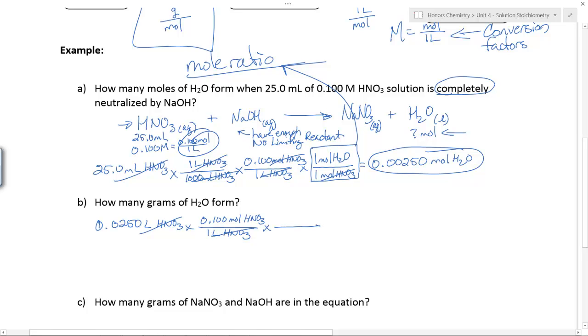Now that I have moles of HNO3, I can use my mole ratio to go from moles of HNO3, which in this case is 1 mole of HNO3 for every 1 mole of H2O.